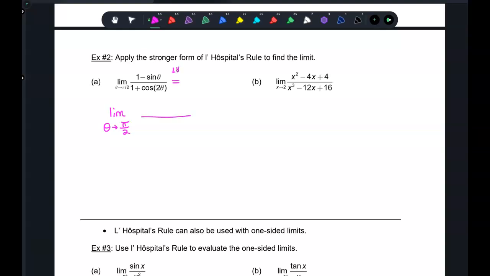So this one, what do we get? We got negative cosine over negative 2 sine 2 theta. Of course, if we plug in pi over 2, that's going to still be 0 over 0, right? Cosine of pi over 2 is 0. So we have to do it a second time.